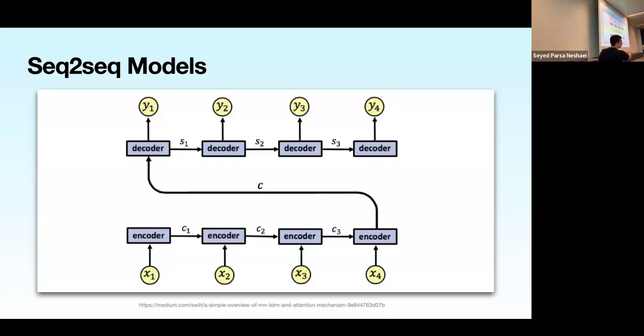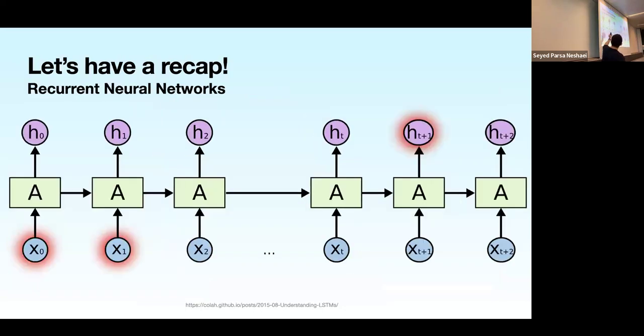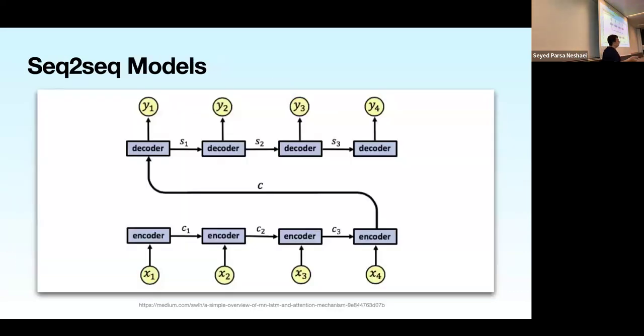Then the final encoder output is transferred to the decoder. The decoders are again RNN cells, but here Y1, Y2, Y3 are the outputs of those RNNs. If you remember, each RNN also has a hidden output. Here I'm not talking about the hidden state, but the output of the model. You can use the outputs of the model as a transformed version of the input. So this is the general idea of sequence-to-sequence models.